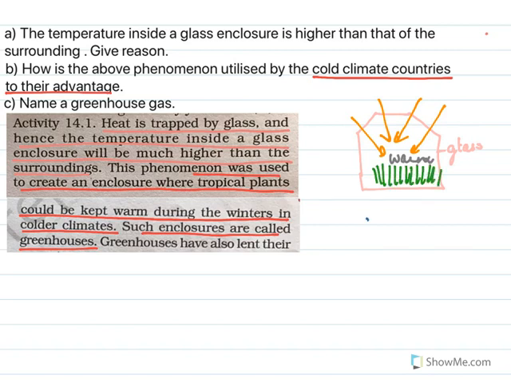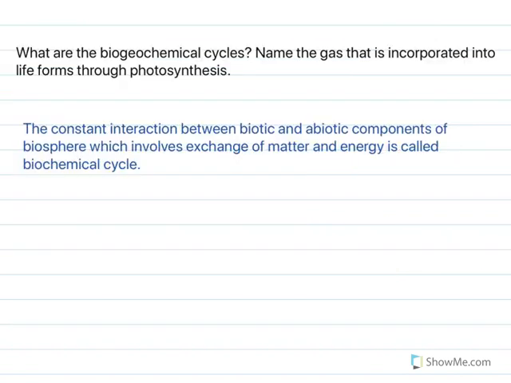Name some greenhouse gases. We have learned carbon dioxide and methane are some greenhouse gases. What are biogeochemical cycles? The constant interaction between biotic and abiotic components of the biosphere, which involves the exchange of matter and energy, is called biogeochemical cycles.